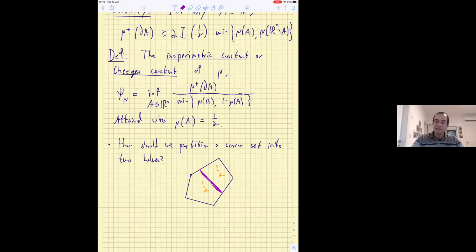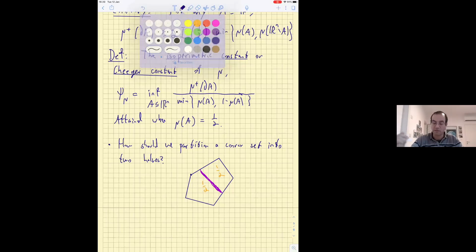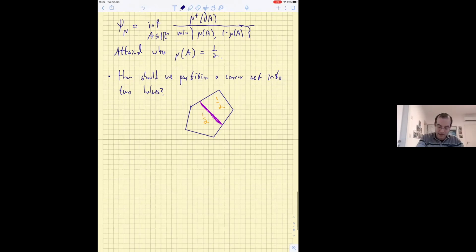Well, one possible way is to use a bisection by a hyperplane, right? Convex sets interact nicely with hyperplanes somehow, and so you would imagine that maybe it's not such a bad idea to intersect with a hyperplane. And this is the KLS conjecture, Kannan-Lovász-Simonovits.